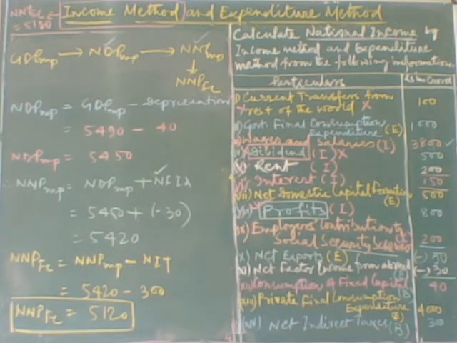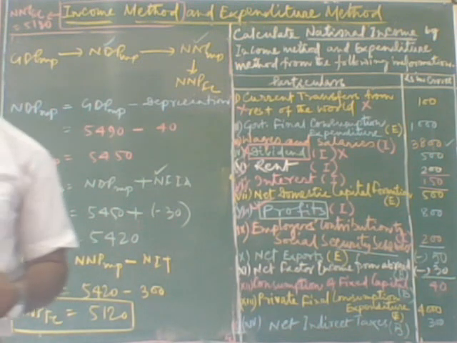So NNP factor cost is 5,120 by the expenditure method. In a similar way, we got the value of national income by the income method, that is NNP factor cost equal to 5,120. So the answer by both methods is the same, so I think it is correct. Thank you.